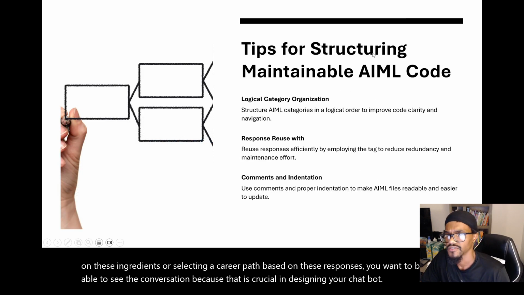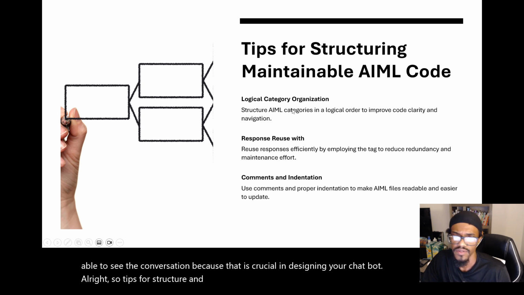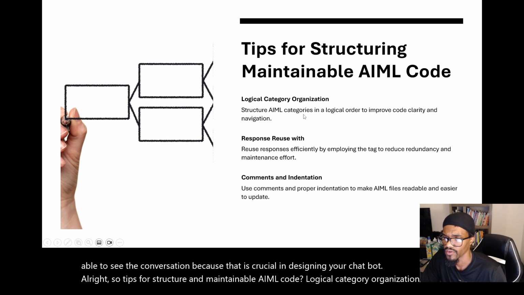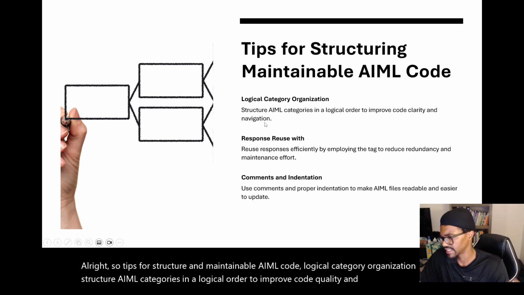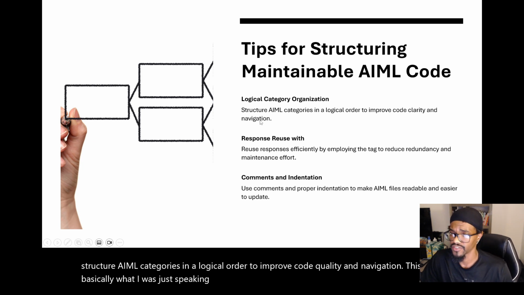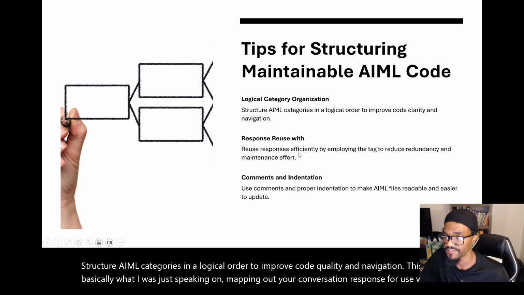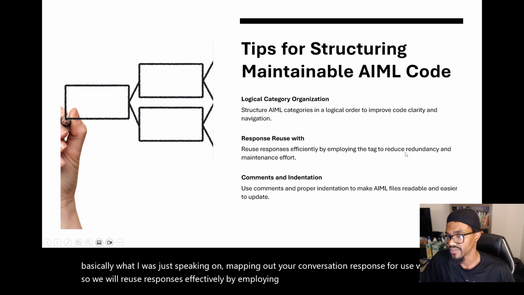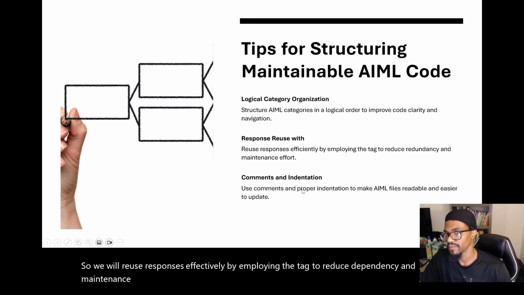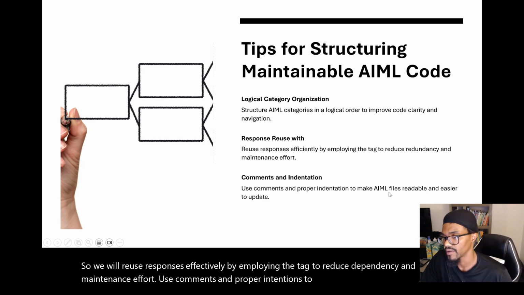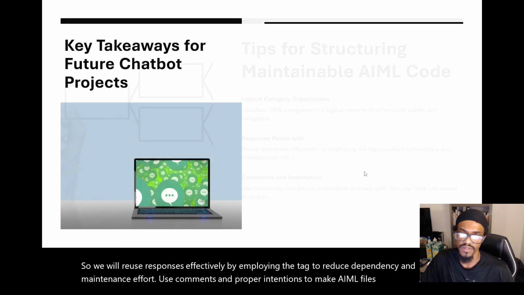All right, so tips for structuring maintainable AIML code. Logical category organization: structure AIML categories in a logical order to improve code quality and navigation. This is basically what I was just speaking on, mapping out your conversation. Response reuse: reuse responses effectively by employing the tag to reduce dependency and maintenance effort. Use comments and proper indentation to make AIML files readable and easy to update.